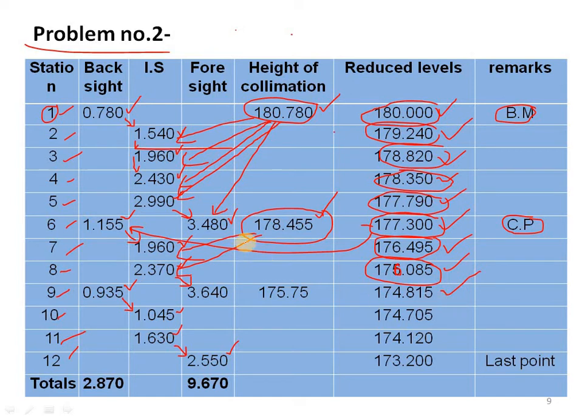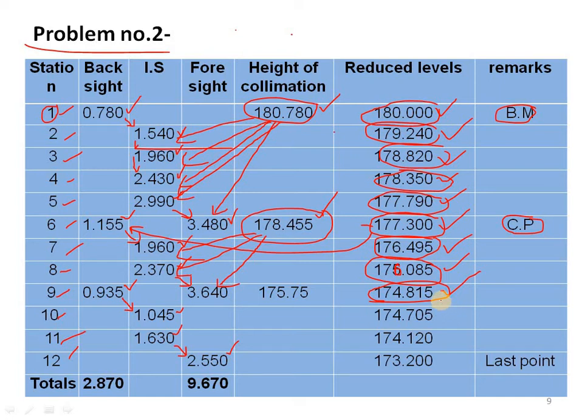Okay. And the next, RL of station 9. To get the RL of station 9, what do we have to do? From the height of the instrument, 178.455 minus 3.64. We will get 174.815. That is the RL of station 9.